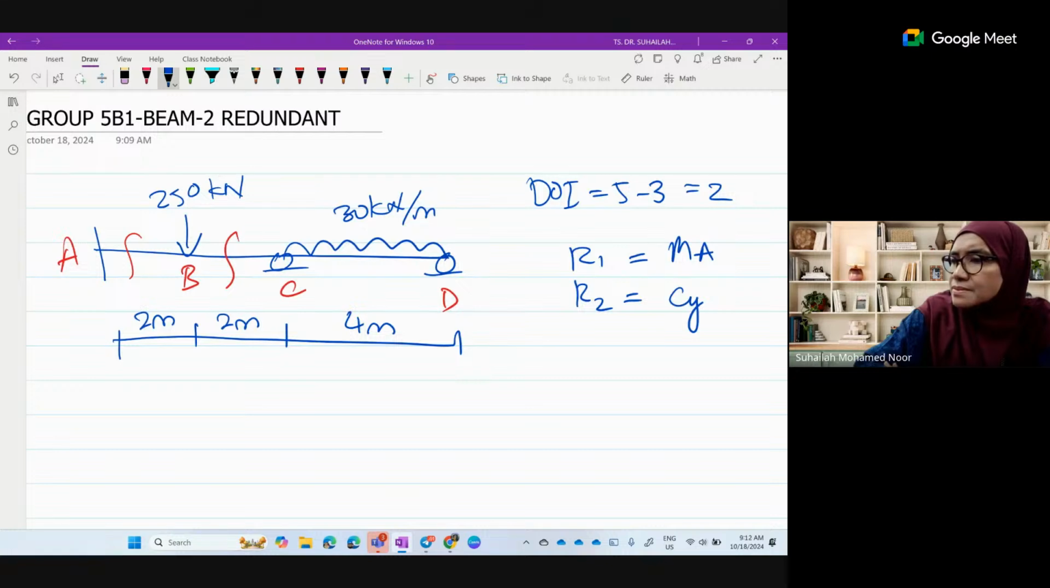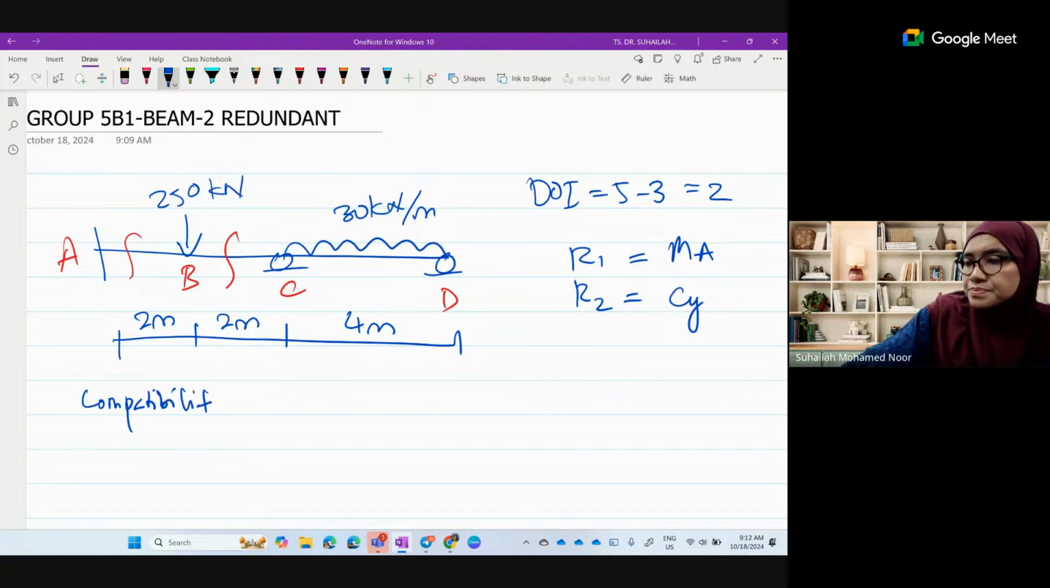CY as the redundant. Okay, and from the redundant chosen, so we know that these 2 redundant will be determined by solving compatibility equation. So lepas ni dah boleh terus tulis compatibility equation, sebab kita buat next step, semua akan nak fulfill the compatibility equation. So terus tulis kat sini untuk guide. So dia dah boleh jadi kita punya guide. Okay, so kat sini delta bukan delta lah, jadi theta, sebab dia moment, right?